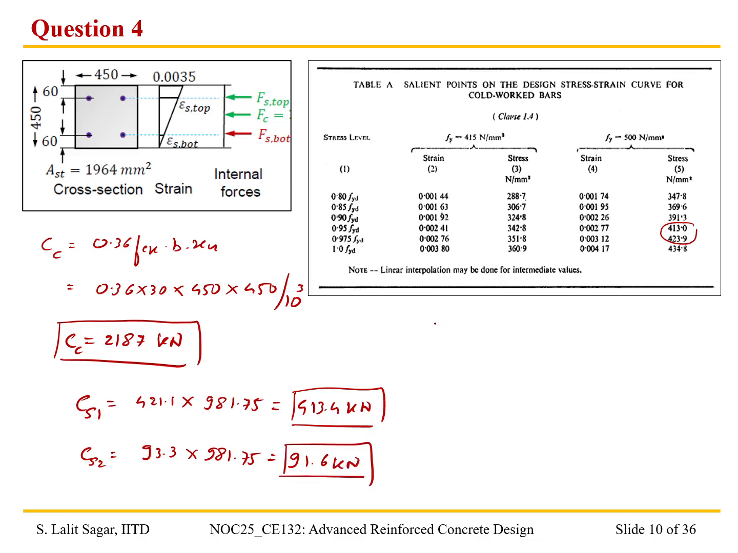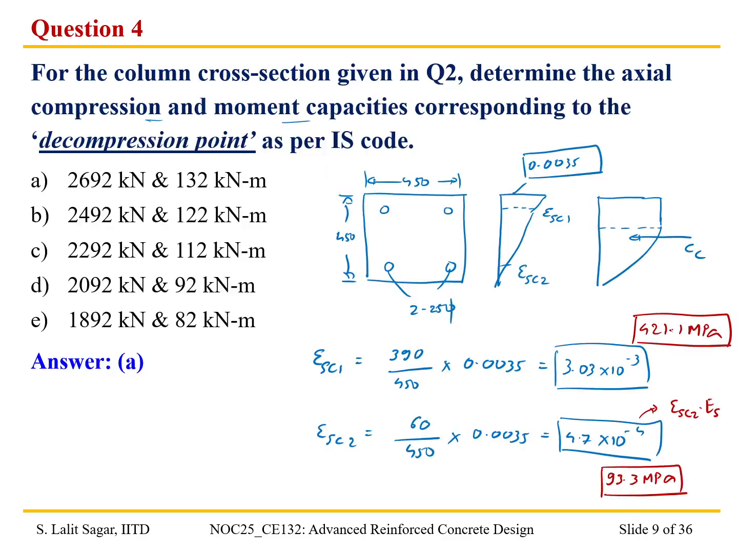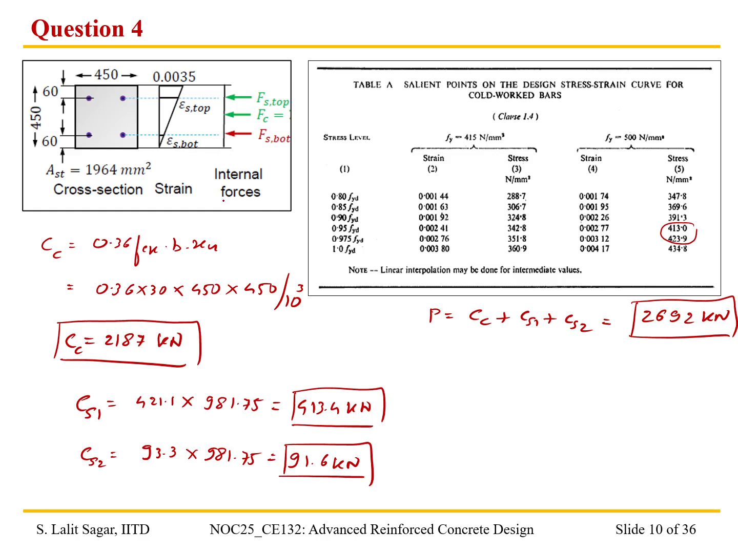So we have this. So how do we find out the axial capacity? Axial capacity is nothing but the sum of all these values, that is Cc plus Cs1 plus Cs2. Summing up all these values, I got a value of 2692 kilonewton. Okay, that is the axial capacity. Now let us proceed to find out the moment capacity as well.